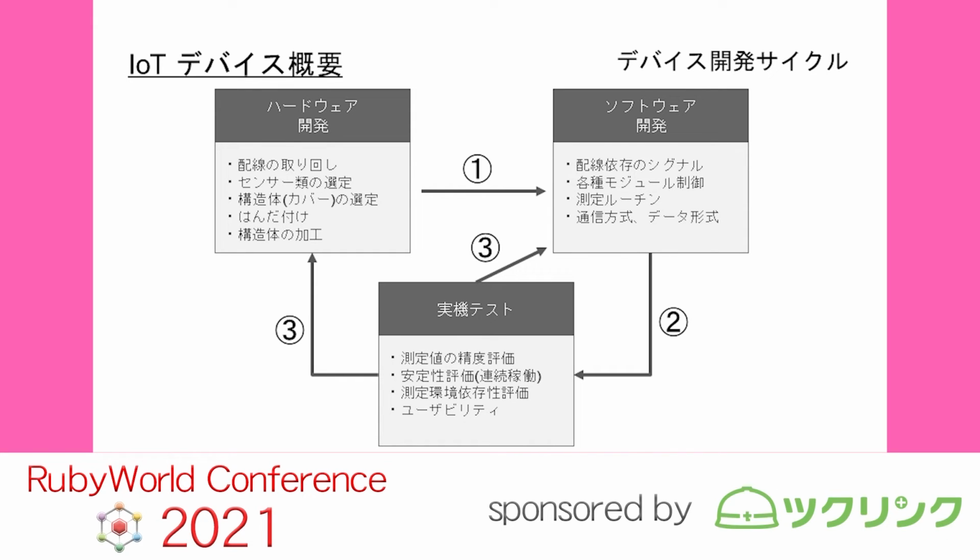This is the cycle of the development process. The IoT device is developed with the hardware development first, and then based upon the specifications of the hardware, software is developed.